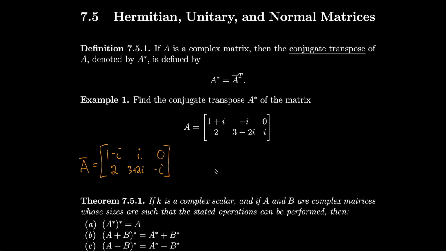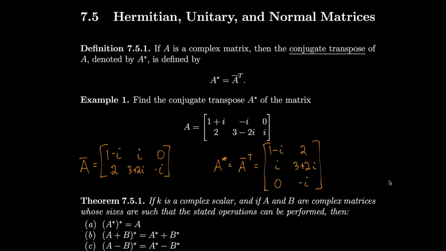Now let's get the conjugate transpose, A star. So we'll just take A bar, and we will transpose it. So we get 1 minus i still on the top left, but then underneath it becomes i, and underneath that becomes 0. That's our first row, so that's our first column. And then our second column is 2, 3 plus 2i, minus i.